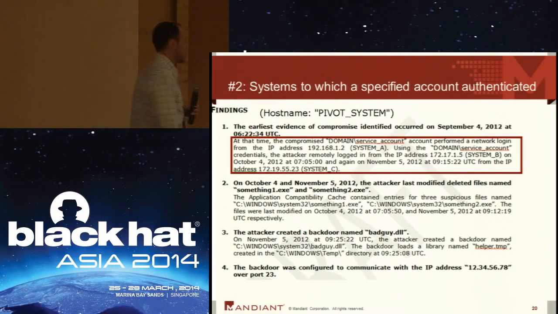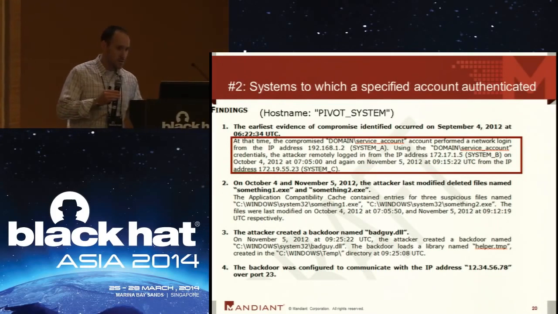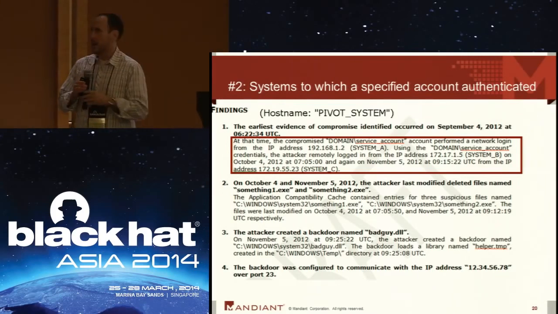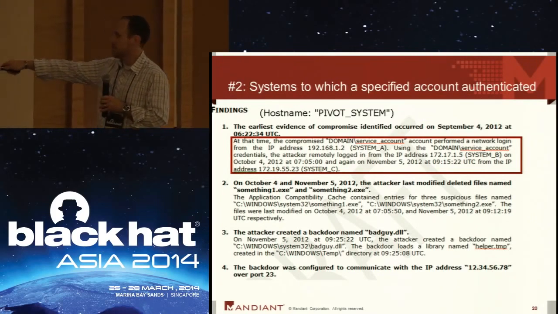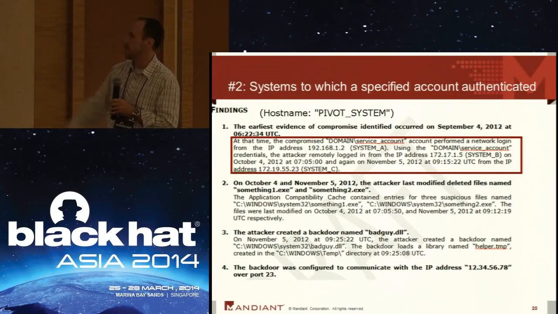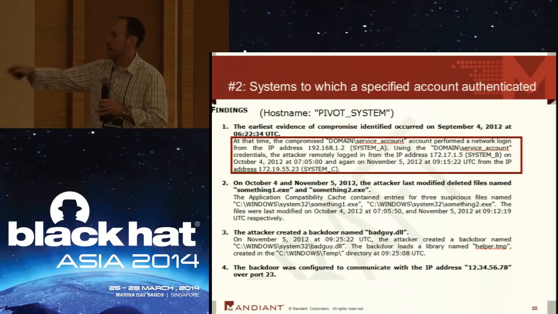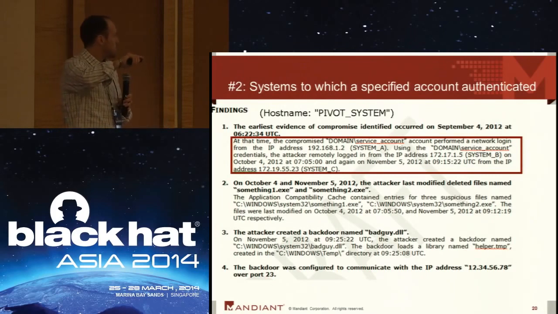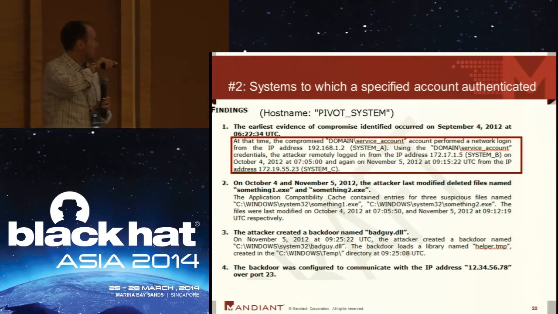Okay. So moving on, the second capability that I wanted to highlight is systems. You want to find out which systems a particular account authenticated to. So this is an excerpt that I sanitized from the top of a triage report. So call this hostname pivot system. And the part I wanted to highlight is the first thing that happened was that this domain/service account logged on from system A, and then logged in to other systems.